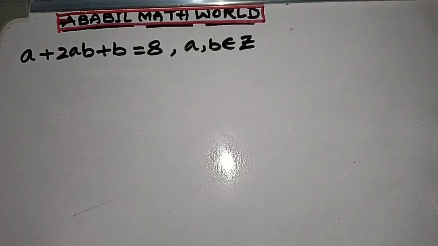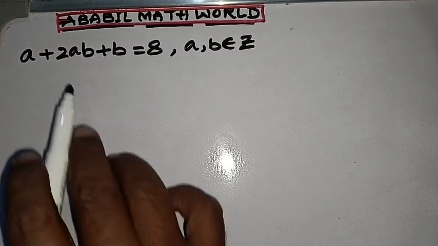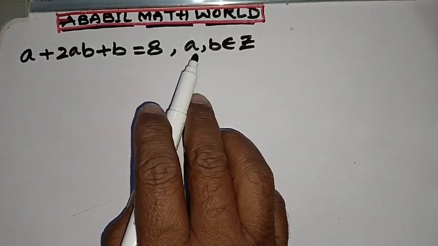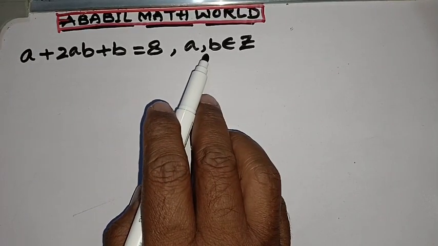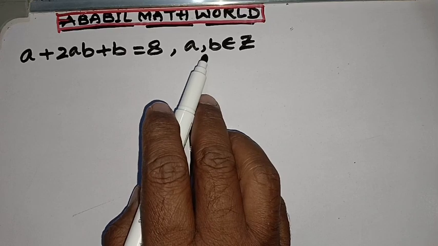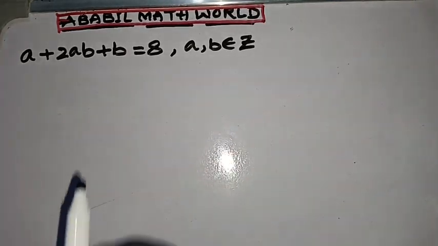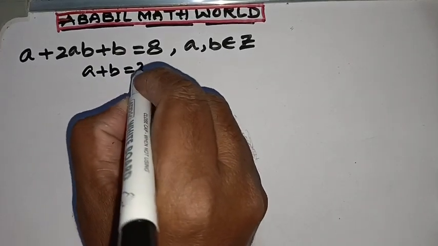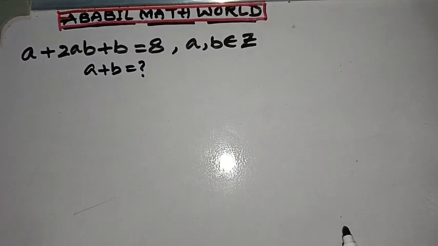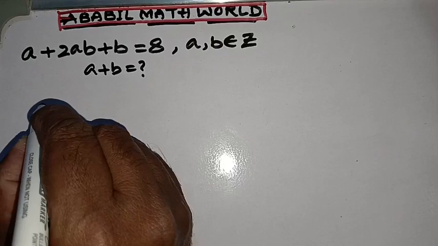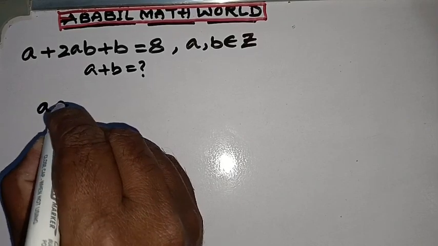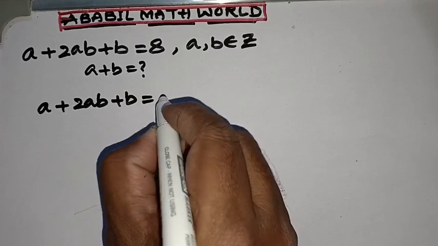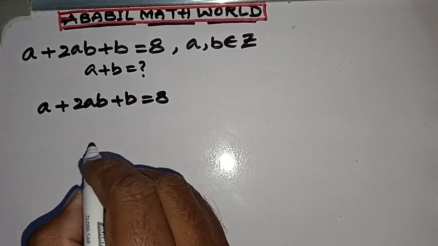Today we are going to solve an interesting problem. a + 2ab + b = 8, where a, b belong to Z. Then we have to find the value of a + b. So here the required value is a + b. We have to find it. So for this one, the given equation is a + 2ab + b = 8.